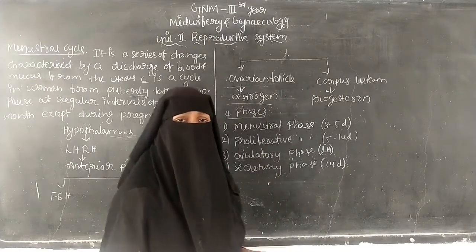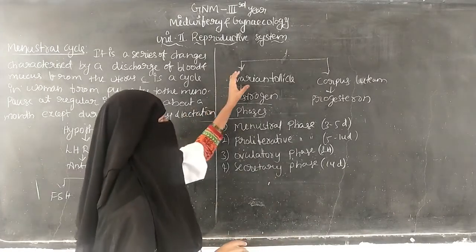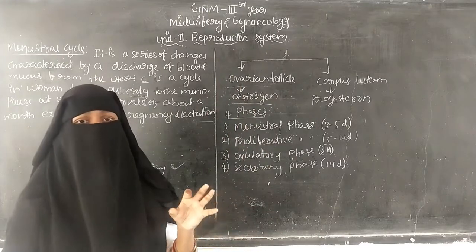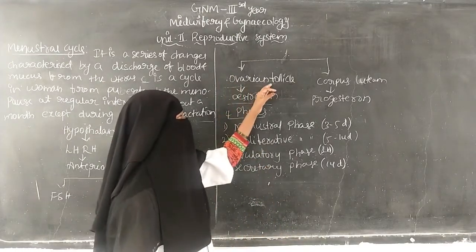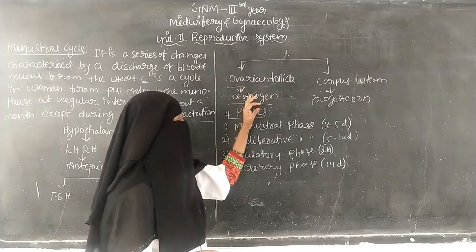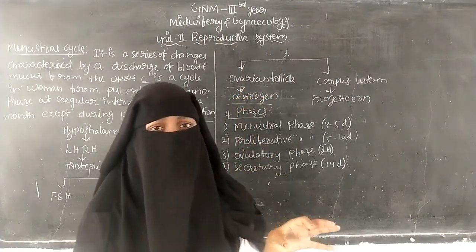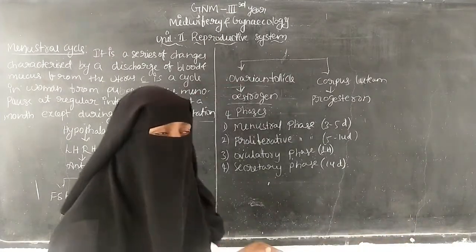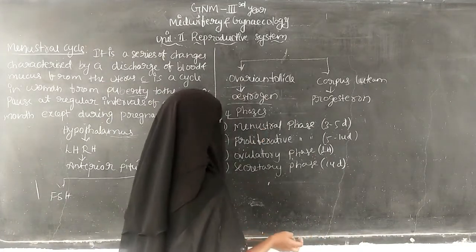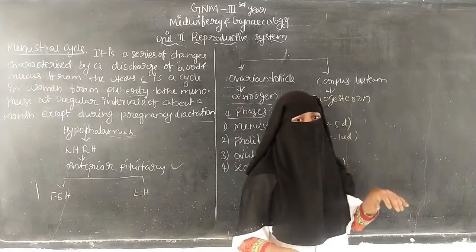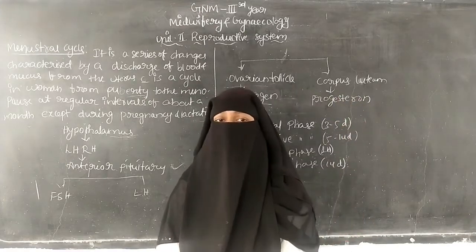So the follicle stimulating hormone helps in the production of the egg cells during ovulation, that is the ovarian follicle, and it produces estrogen. So the estrogen regulates the menstrual cycle, and the next one is the luteinizing hormone. It secretes the corpus luteum. So it helps in the corpus luteum.